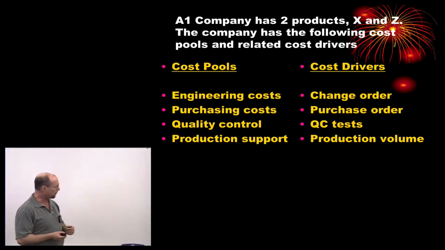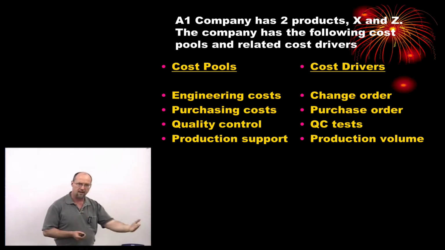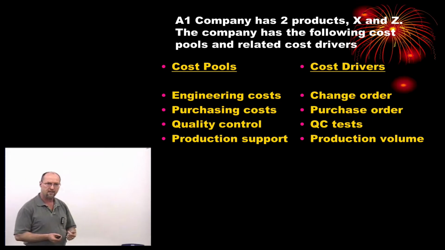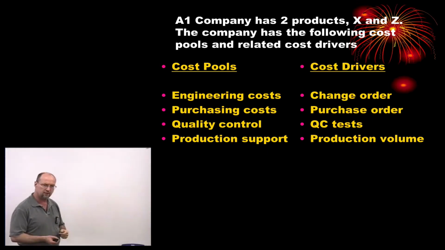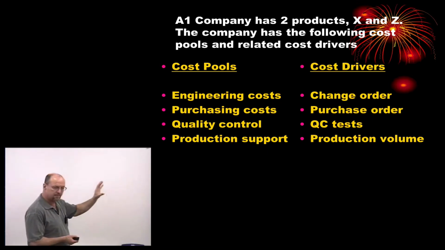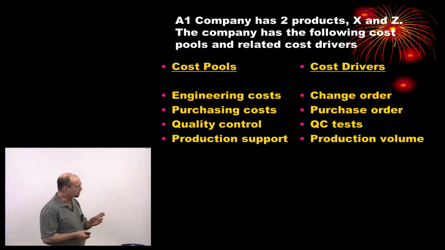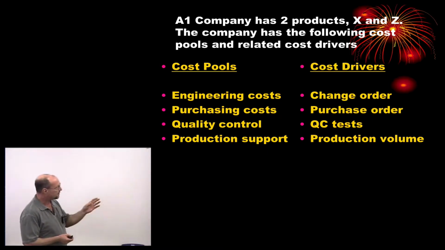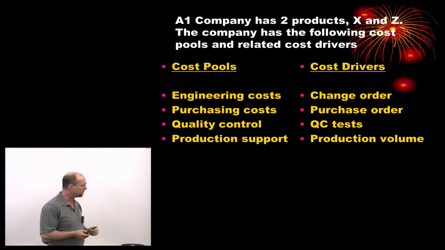A purchase order is ultimately what the purchasing department does on a regular basis. They place purchase orders with vendors who supply us with the various raw materials and parts that we need to make our products. And again, you don't have to use these particular cost drivers. These are simply commonly used cost drivers that companies identify as it relates to a particular cost pool. But a company is free to use whatever activity or cost driver they believe best charges these overhead costs to the various products.